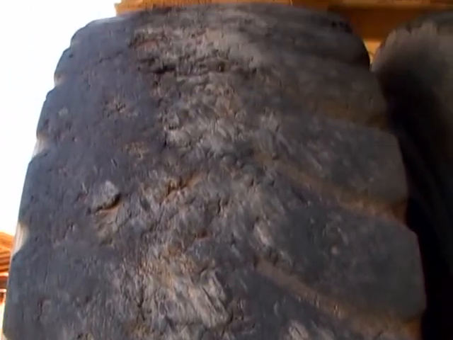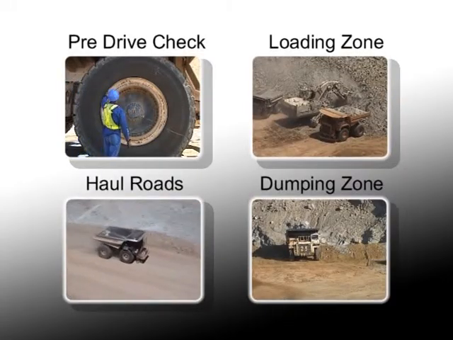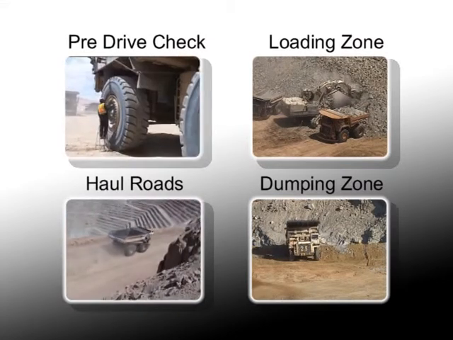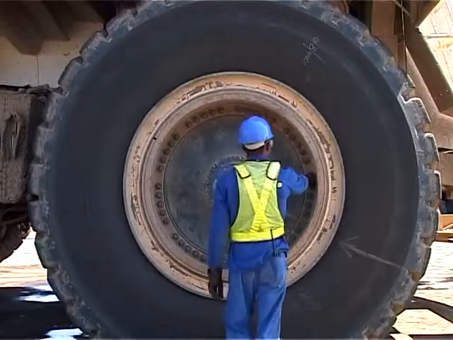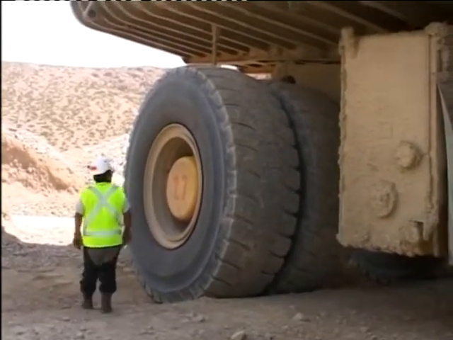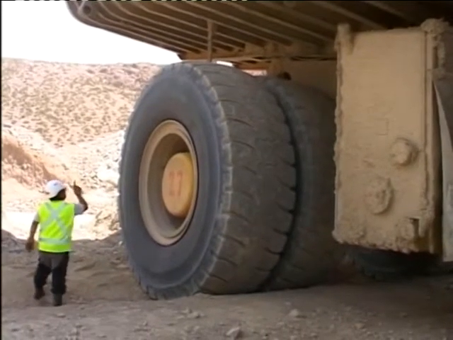To understand why and how the tires are damaged, we must take a look at the four main areas where tire damage is found and how it can be avoided. 1. Pre-drive check. Every time an operator begins a shift, they must always begin by checking the condition of the tires.